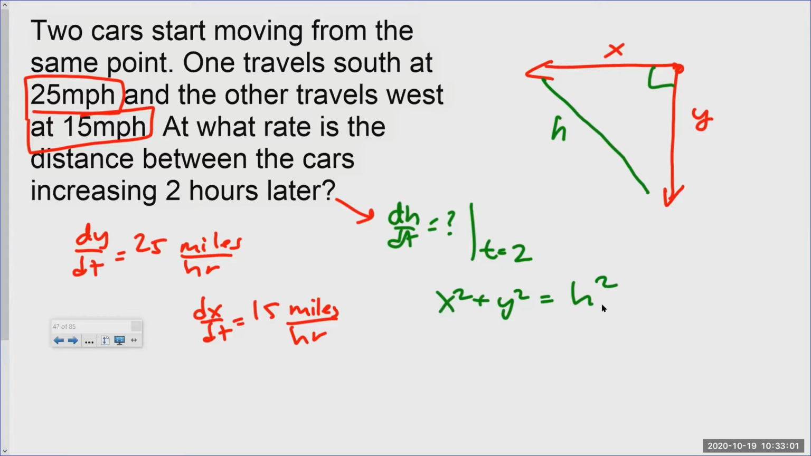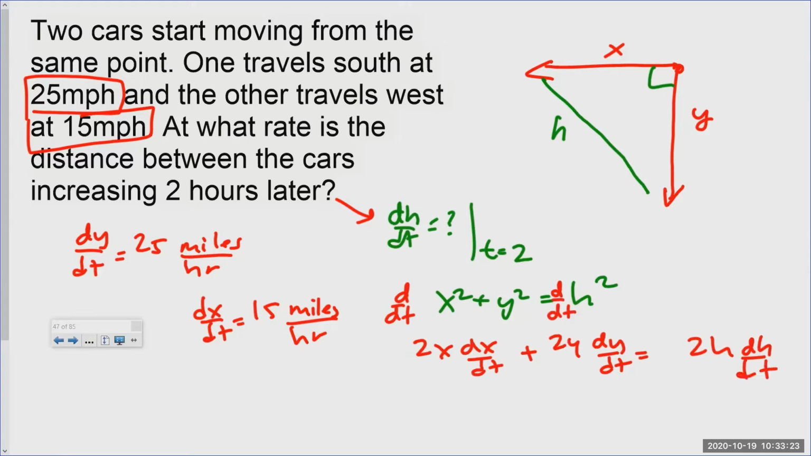Okay, so what do I do after I get the equation, guys? Yep, take the derivative of both sides. So what's the derivative of x squared? 2x dx/dt. What's the derivative of y squared? 2y dy/dt. What's the derivative of h squared? 2h dh/dt. Okay, you guys good with the derivative? And now it's just a plug-in, okay? Now the plug-in takes a little bit of work, and let me show you why, okay?